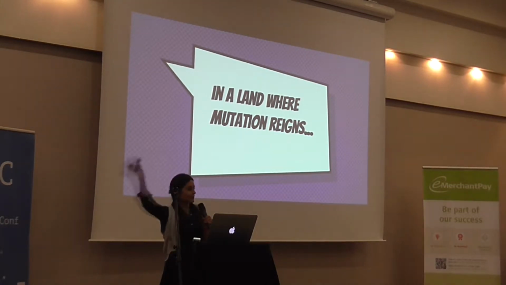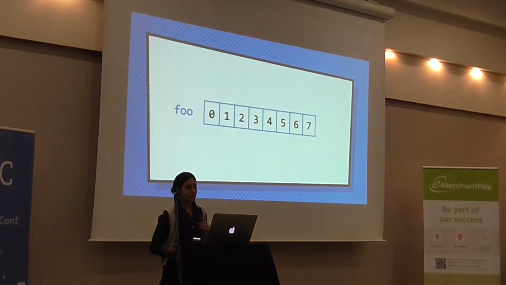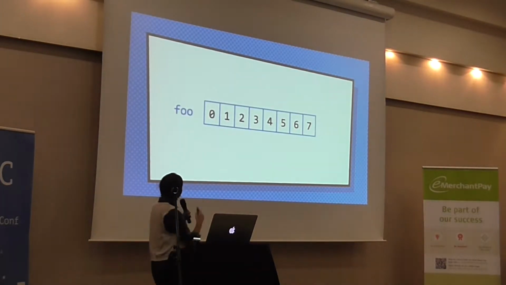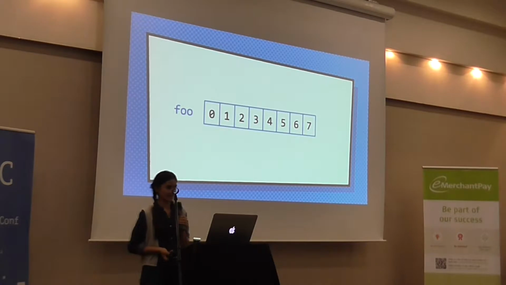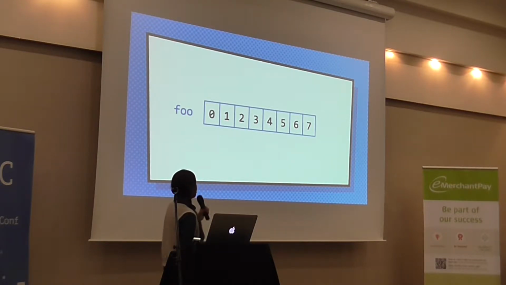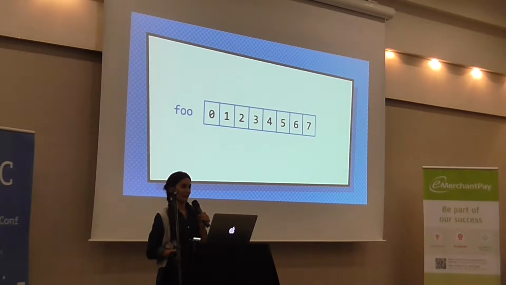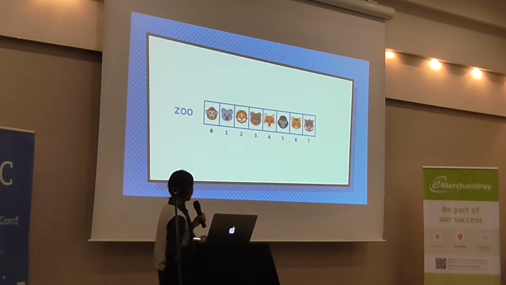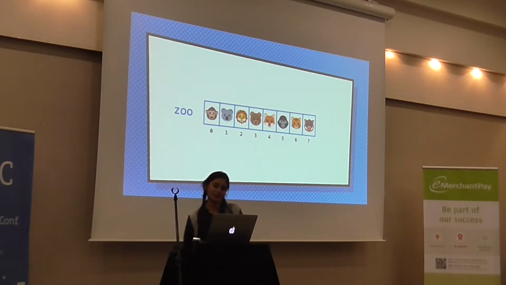So in a land of mutation, what happens when I have an array? I've got my nice little array here. It's got 8 things in it. They're numbers, they're integers. They go 0, 1, 2, 3, and it's super boring. And it's a code example, and it's boring, so it gets a boring name like foo. And I'm already asleep, and I'm sick of these boring code examples. So let's make it more exciting. Let's make it cuter and turn it into a zoo that doesn't have integers but has animal emoji instead.